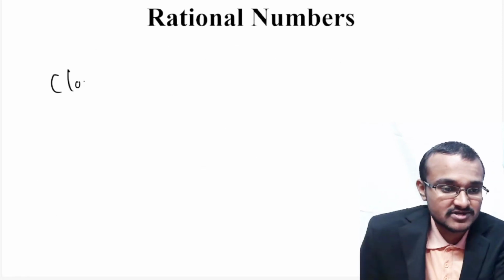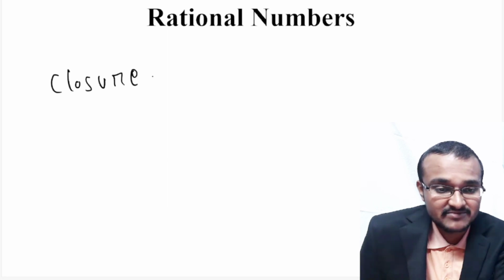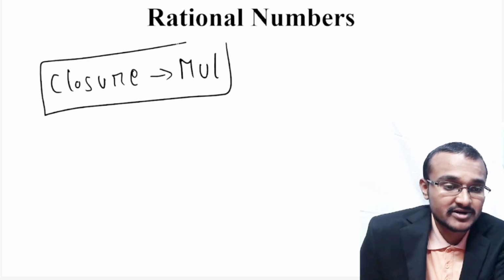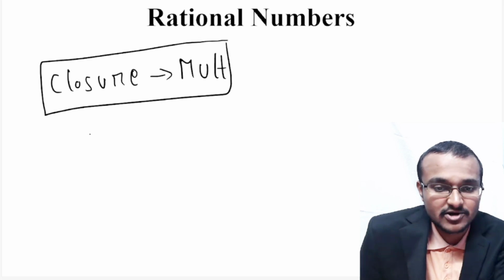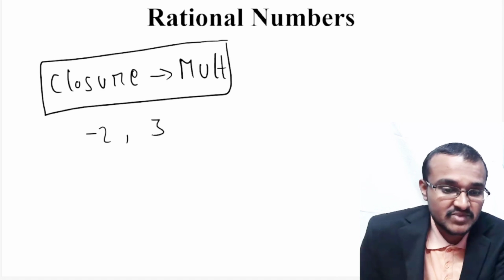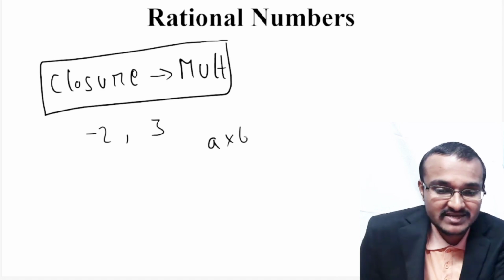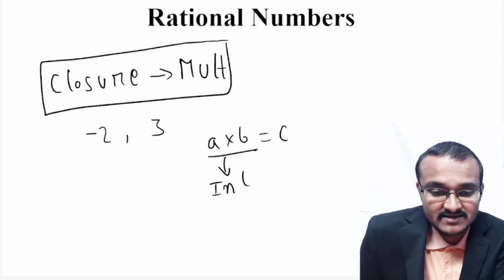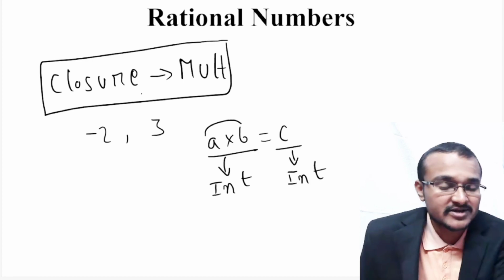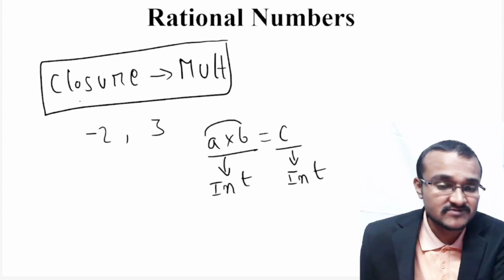Now coming to the closure property of multiplication, let us check whether integers will obey closure property under multiplication or not. So let us take the same example, minus 2 and 3. If a into b is equal to c and if a and b belong to the integer set, then the answer which you get after multiplying two integers should also be an integer. Then only closure property under multiplication for integers will be obeyed.